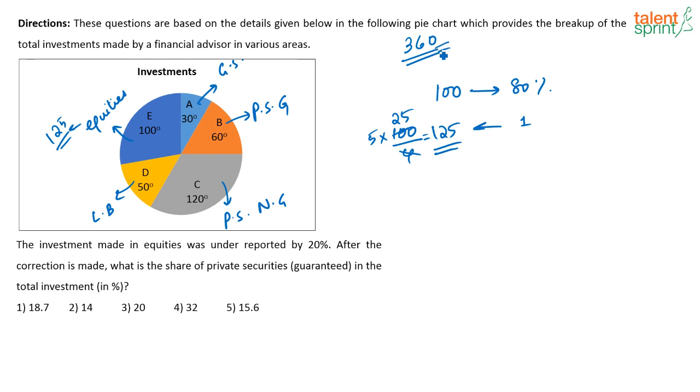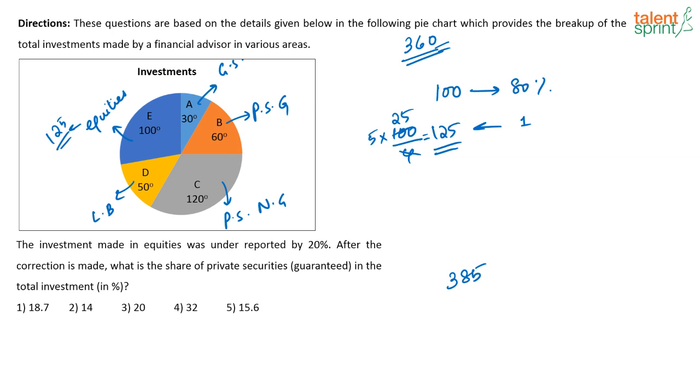See, earlier I thought that the total investment was 360, assuming that 100 was invested in equities. But now I realize that actually 125 was invested in equities. So what was the actual total investment? The actual total investment was 385. Right? Because equities is now 125. This was the total investment. Now what is the question?